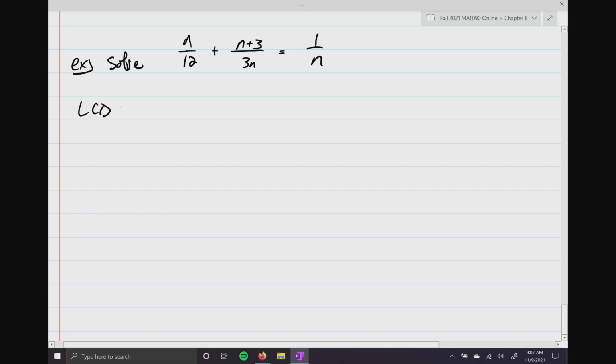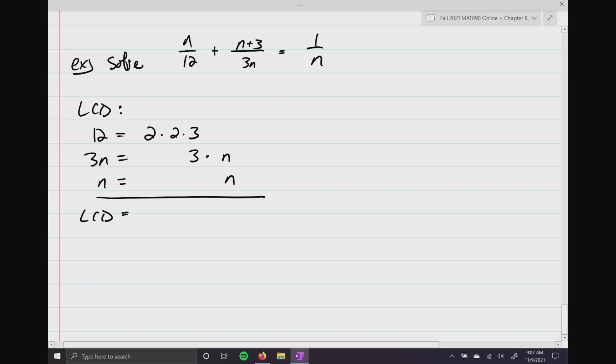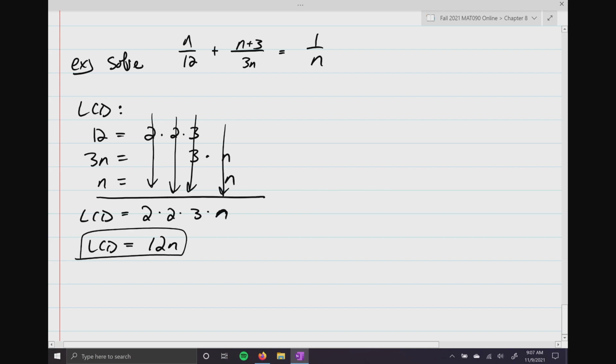I got to find my LCD here. So I know 12, well, that breaks down into 2 times 3. 3n is going to equal 3 times n. And then the variable n is just a variable n. It doesn't factor or anything. So my LCD, and remember, you come straight down with everything, okay? So my LCD is going to be 2 times 3 times n, or 12n, okay? This little LCD technique will always work. The only thing is you got to be organized.